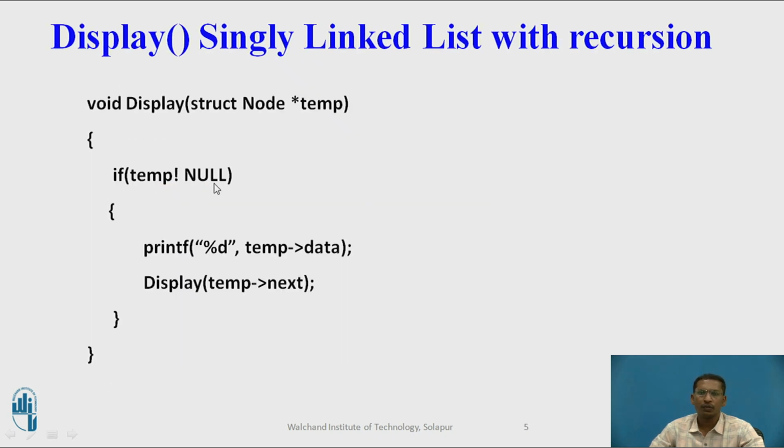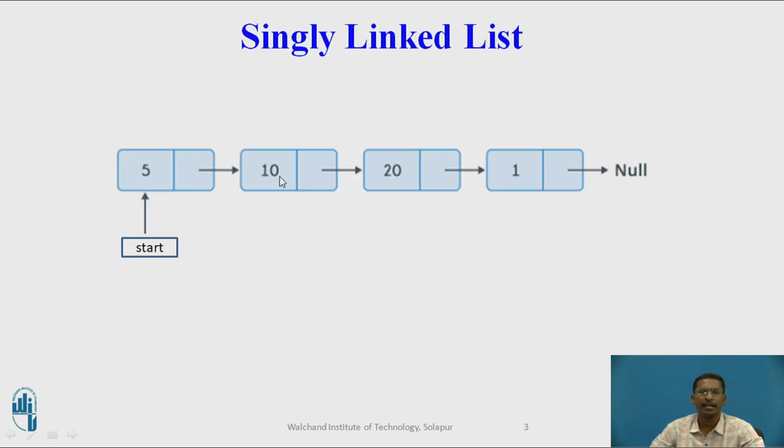So temp is not equal to null, so this condition is true. printf %d temp arrow data will print 5. And again we are calling the recursive function display with temp arrow next. Temp arrow next is nothing but the address of 10, so it will pass the address of 10 to the next display recursive call.